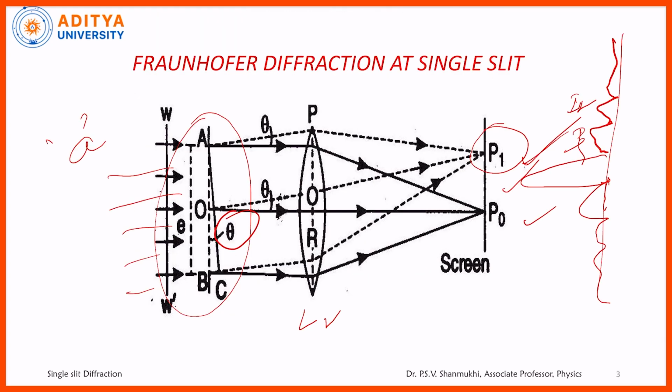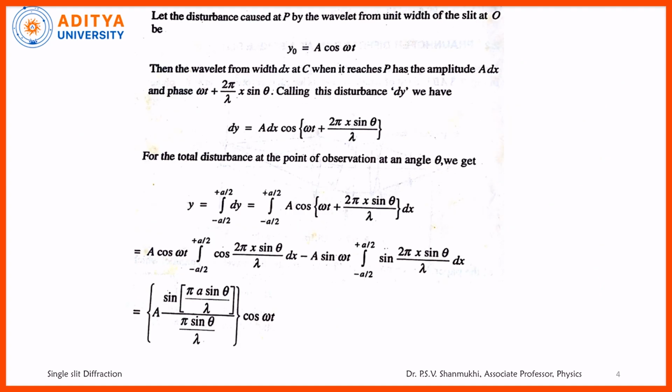Now, due to the point wavefront at the point O, what is the disturbance? Actually, a wave is nothing but the disturbance of a particle of a medium. Due to the point wavefront, what is the disturbance created at P1? That disturbance is given by Y0, say. That Y0 is a sinusoidal wave. It is given by Y0 equals A cos omega t, where A is the amplitude. It is simple harmonic motion.